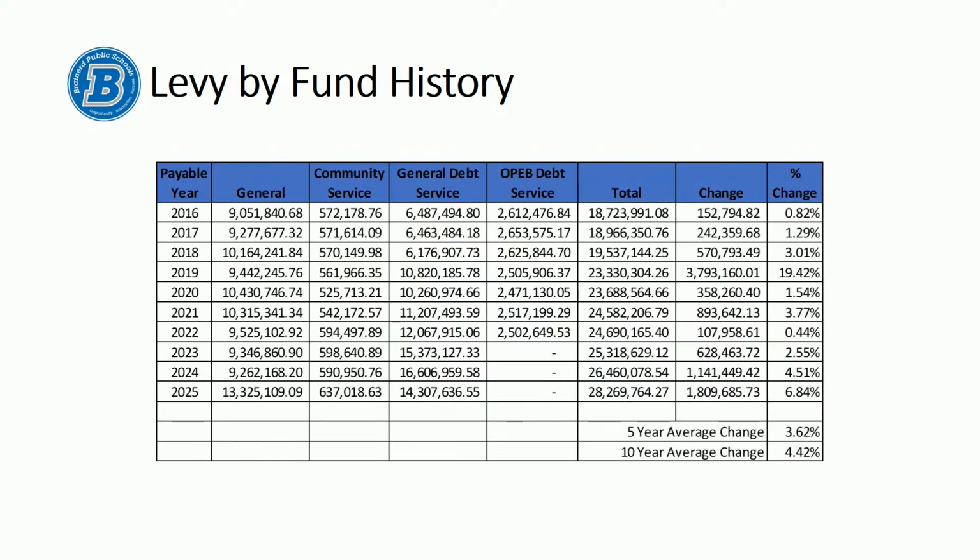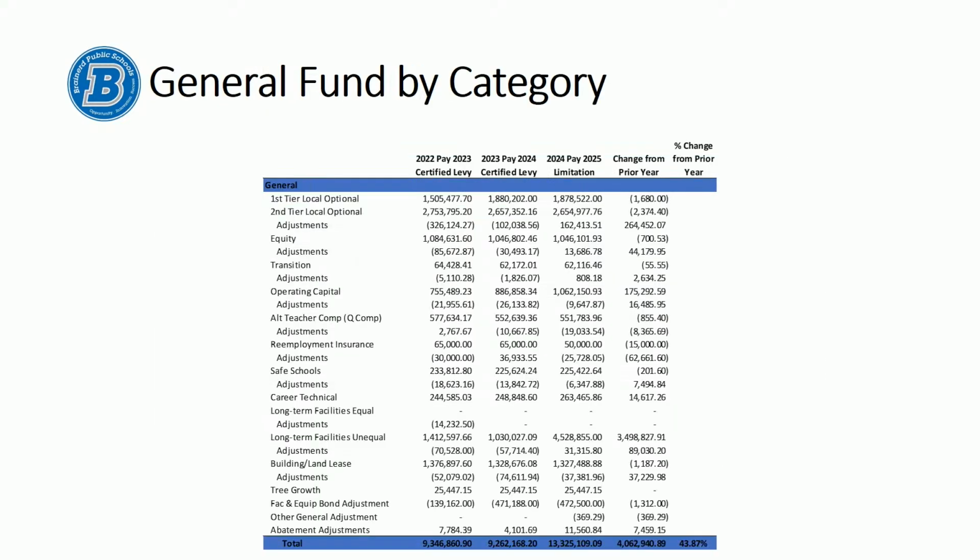This is just a history of the levy by fund over the last 10 years. The 5-year average is 3.62%, the 10-year average is 4.42%. If you were to take out the 2019 year, that's Blueprint 181, when we had that large increase of 19.42%, the 9-year average would be 2.75%. So just a history of what our increases were the past few years.